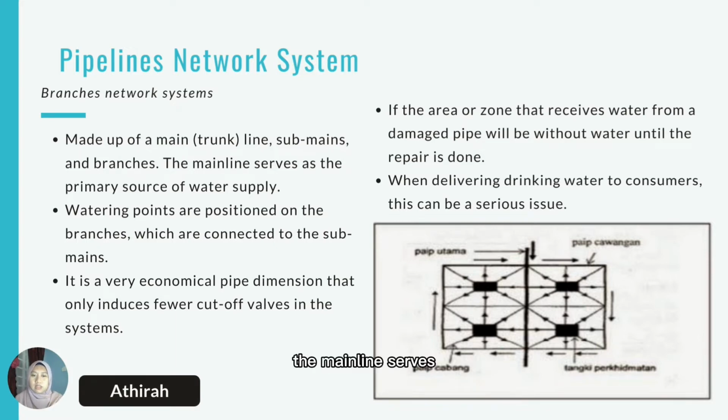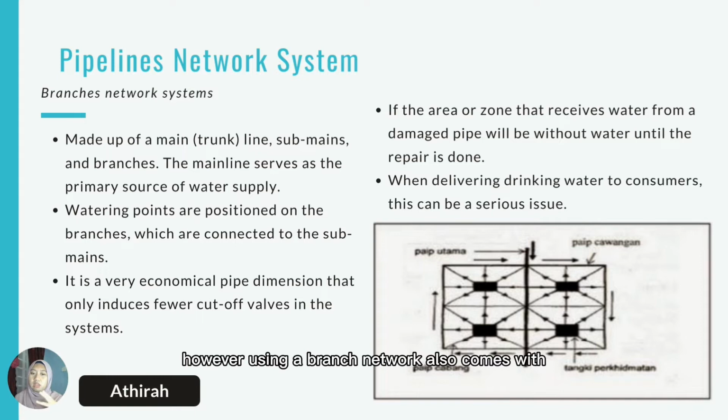The mainline serves as the primary source of the water supply. The mainline provides no water distribution to watering locations, and the submains are connected to the mainline and typically found along service or feed delivery routes. For the watering points, they are positioned on the branches which are connected to the submains. Additionally, branch networks have very economical pipe dimensions and only need fewer cut-off valves in the systems.